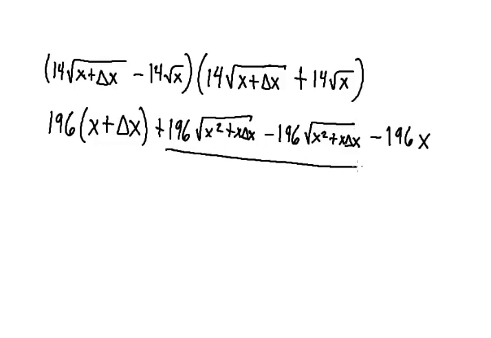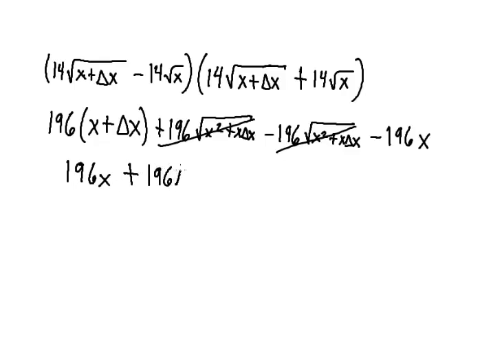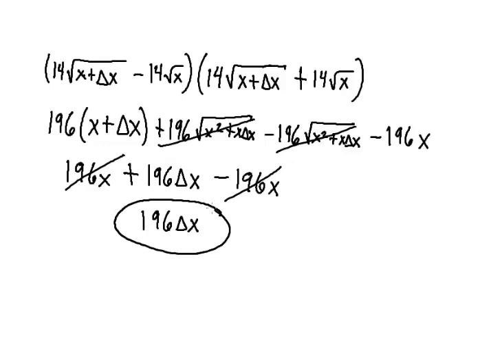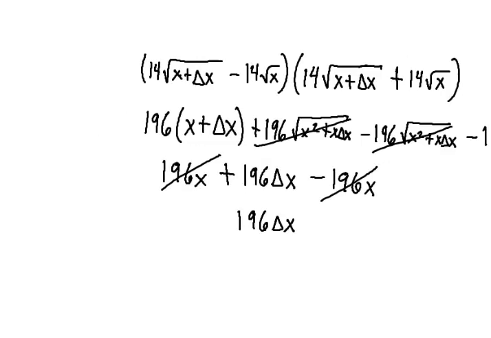Now notice that these two are like terms. And not only are they like terms, but they're exactly the same thing. Only that one is plus and the other one is minus. That means they cancel each other. That will always happen. That leaves us with 196 times x, which will give me 196x. And 196 times delta x, which will give me 196 delta x. I copy this one, minus 196x. Notice that these two will cancel each other. That will leave me only with 196 delta x. So this is the one that we're going to copy.